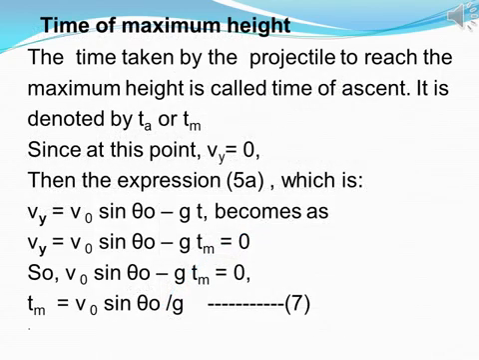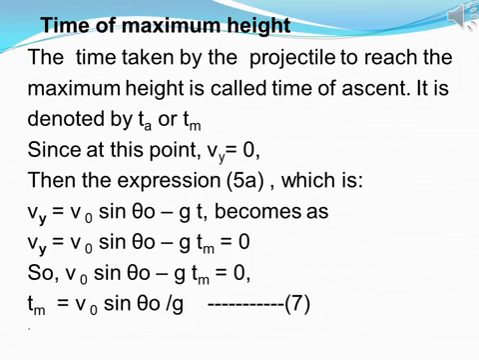Next, you are going to see how to derive the expression for the time of maximum height reached by the projectile. It is the time taken by the projectile to reach the maximum height. It is denoted by Tm.